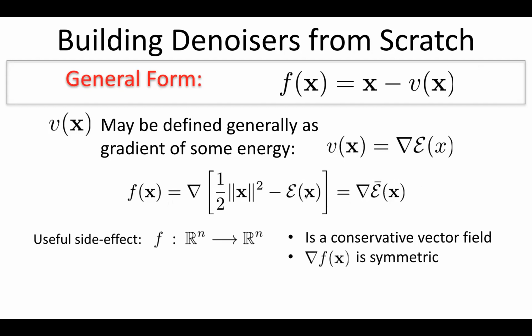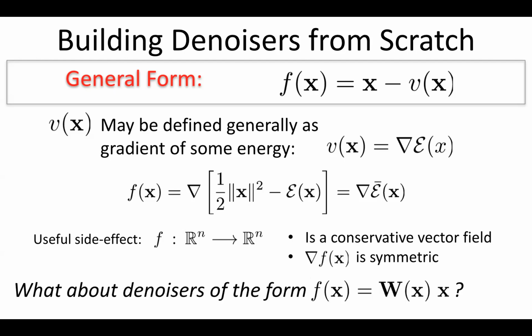A useful side effect of defining denoisers this way is that they define a conservative vector field. The reason why is because f of x is the gradient of a scalar function, and so by definition, it has to define a conservative vector field. And furthermore, the gradient of f of x has to be symmetric. This turns out to be of technical interest later on when I talk about using denoisers as ways of regularizing inverse problems. Okay, so it turns out I haven't really said much about how the w of x times x formulation fits into this, but I'll say a little bit more about that later.